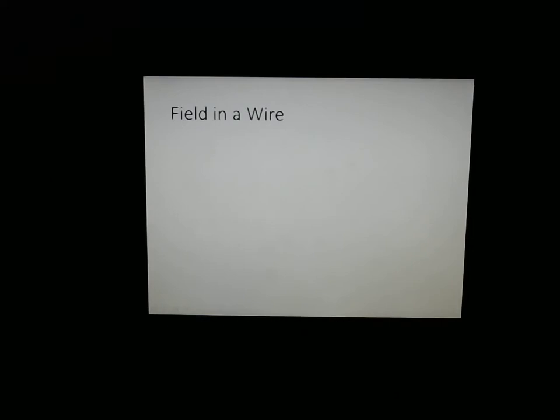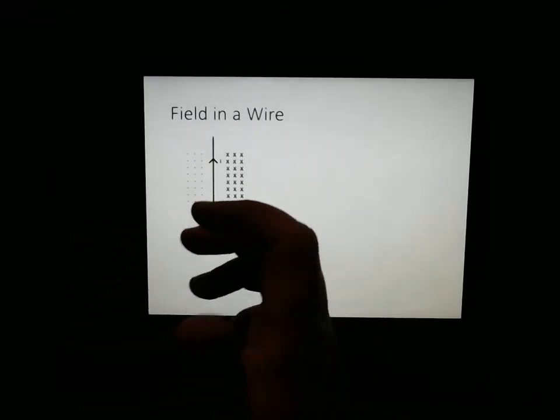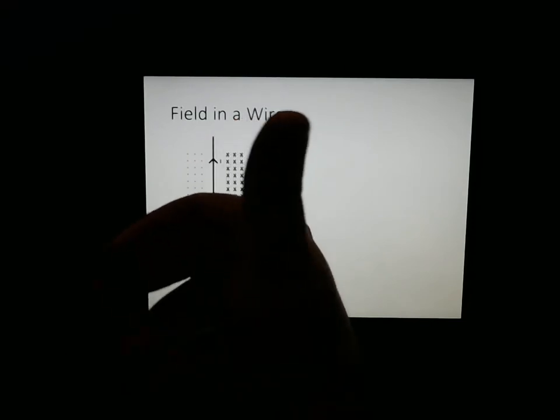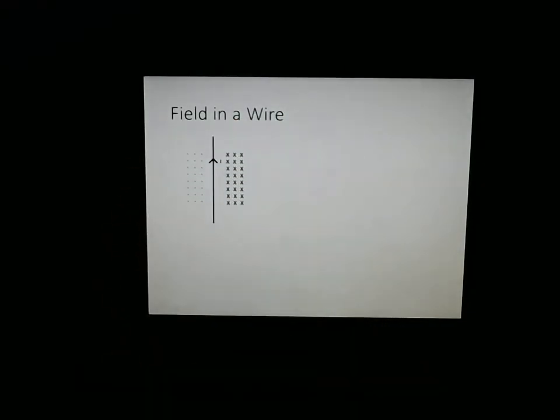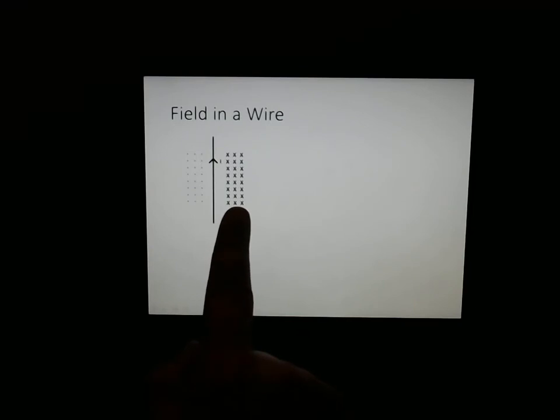So, let's talk about what we got up to last video. Here is a wire with current, symbolized by I, and here is the magnetic field around that wire. We can observe that on the left of the wire, the field lines are coming up out of the page. Remember, by our curl rule, if this is the direction of the current, the fingers curl around. So here the field is coming out, and here the field is going into the page.